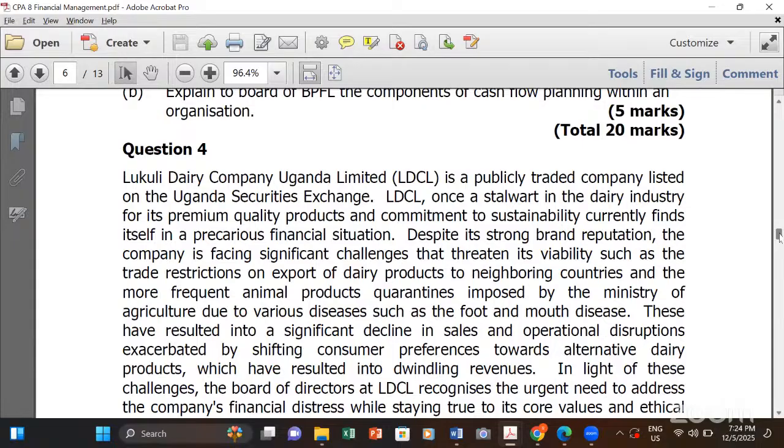Good. Now, this company was once a stalwart in the dairy industry for its premium quality products and commitment to sustainability. Currently it finds itself in a precarious financial situation.